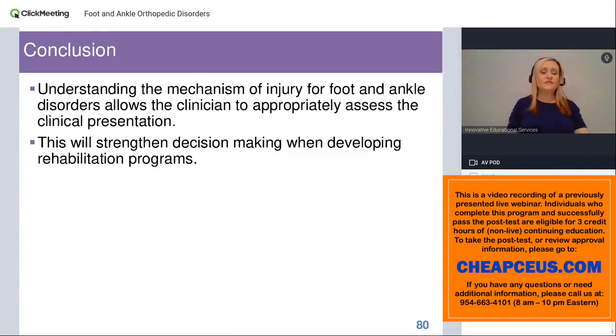In conclusion, we've taken some time today to look at several different pathologies that involve the foot and ankle, examining the different assessments of them, mechanism of injury, which lead us to our key focuses in rehab for that population so that we can best enhance the outcomes for our patients.